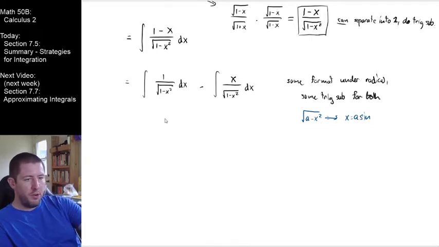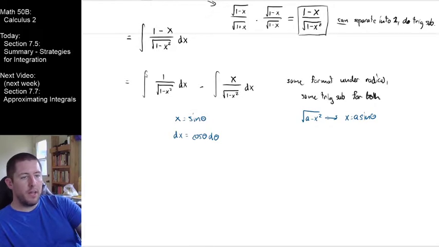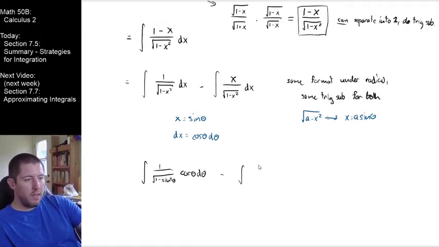So I'm going to go ahead and do my x equals sine theta, and therefore dx equals cos theta d theta. And if I do this, then my new integrands become the square root of 1 over 1 minus sine squared, dx is cos theta d theta. My second integral here is going to be x is sine theta, integral 1 minus sine squared theta. Again, dx is cos theta d theta.